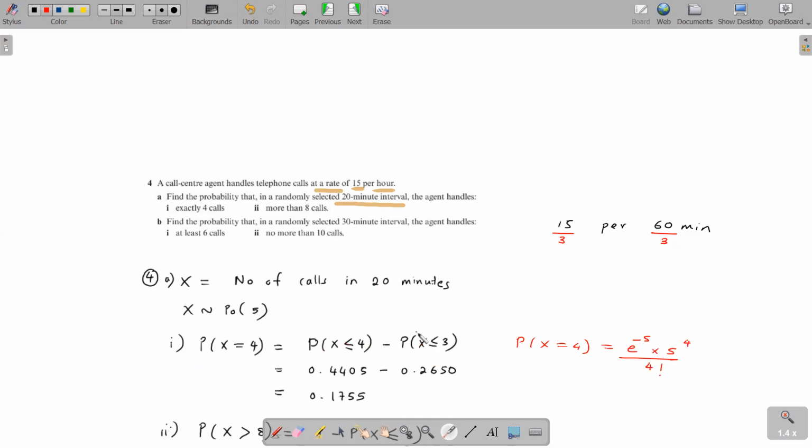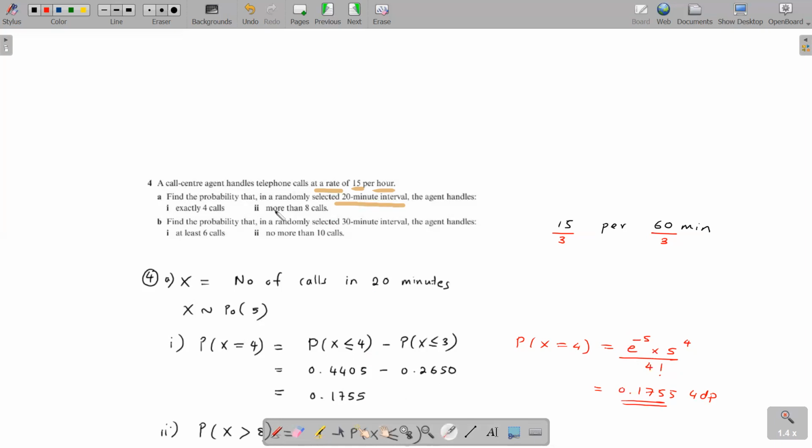That is if you are using the cumulative distribution table, this technique. Or this technique is where you can just use the calculator, and you get the answer in one go. 0.1755 should be the answer to 4 dp. Regardless whether you use the table or the calculator, you should end up getting the same answer.